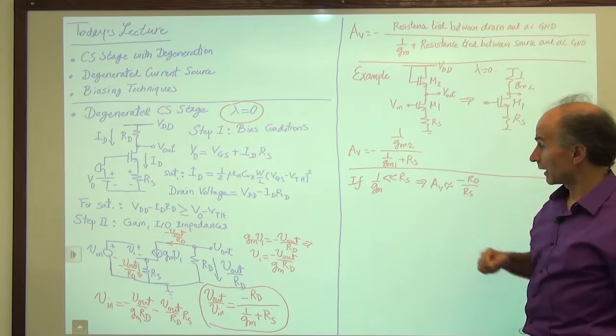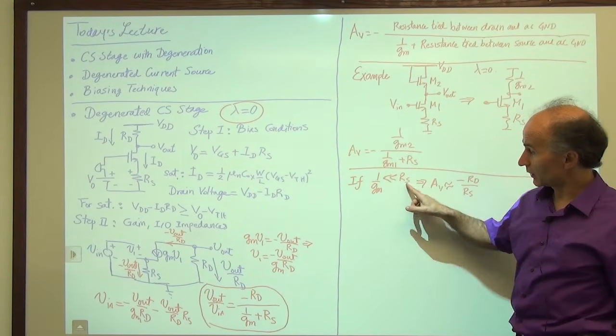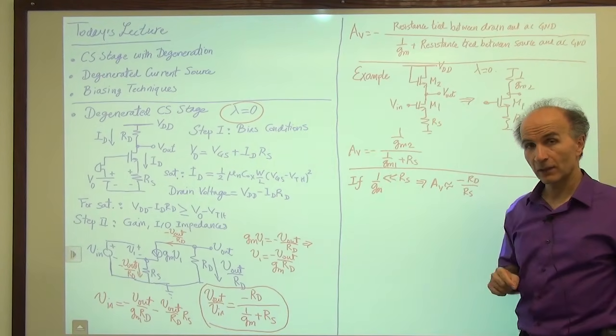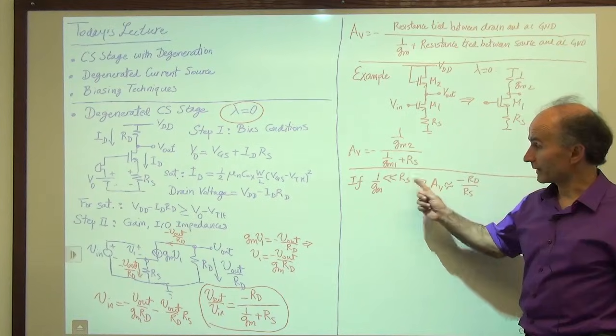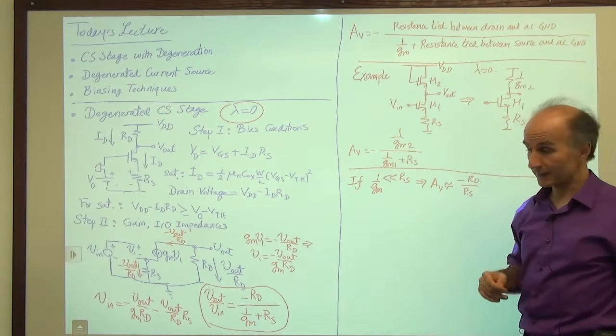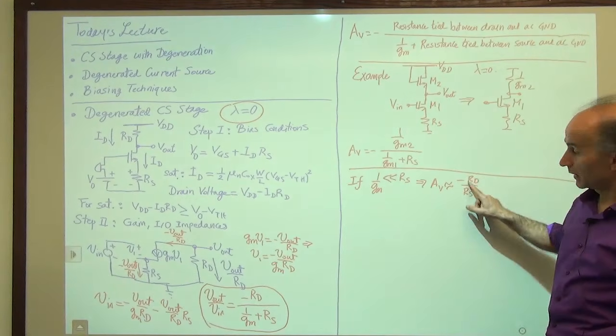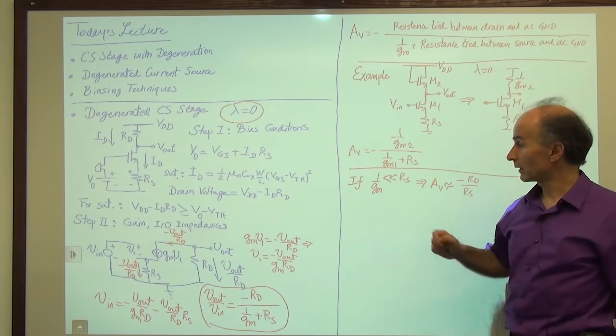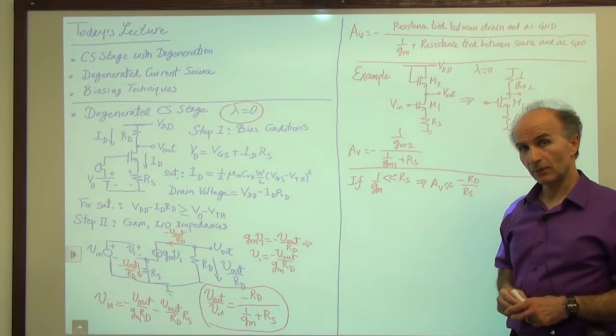Sometimes we use it. We try to create this condition, but it's hard because either the GM of the device has to be very large, which is not that easy, or RS has to be very large, which also reduces the gain. You can see that if RS is very large, the gain is small. So we have limitations in terms of how far we can approach, how much we can approach this condition.